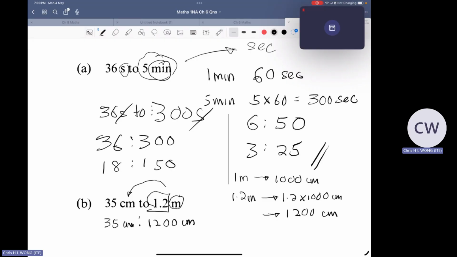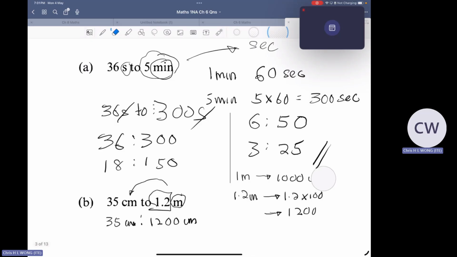1200 cm. Isn't it 100 cm instead of 1000? Oh, yes, thank you. My mistake. 1 meter is 100 cm, not 1000. So it's 120. Yes, correct. I changed this also, 120 cm.